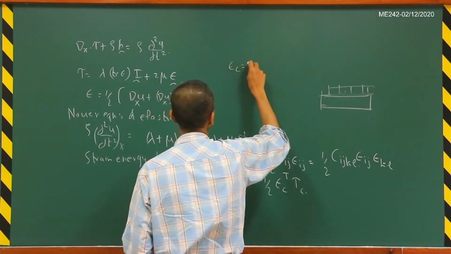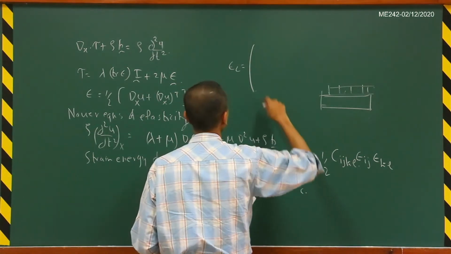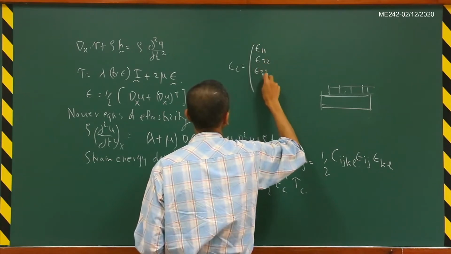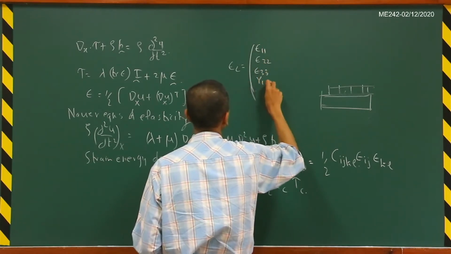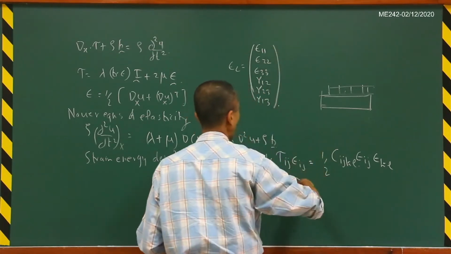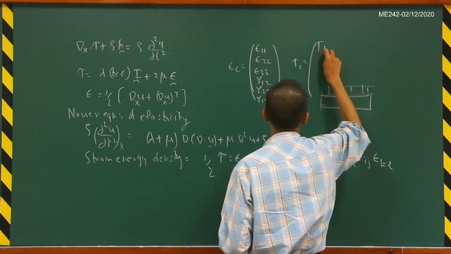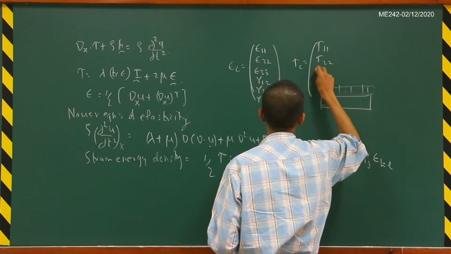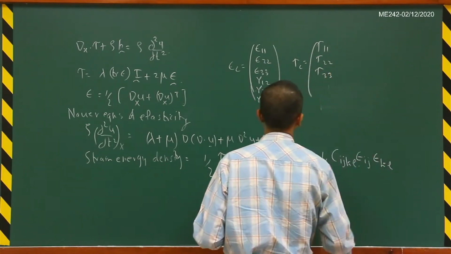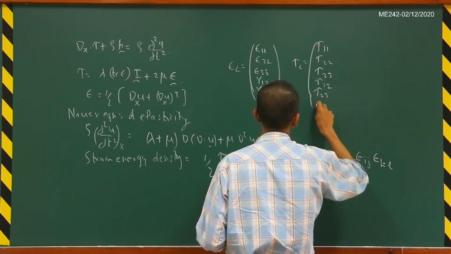So this epsilon c, I will write as epsilon 11, epsilon 22, epsilon 33, then gamma 12, gamma 23, gamma 13. And this tau c is equal to tau 11, tau 22, tau 33, then tau 12, tau 23, and tau 13.